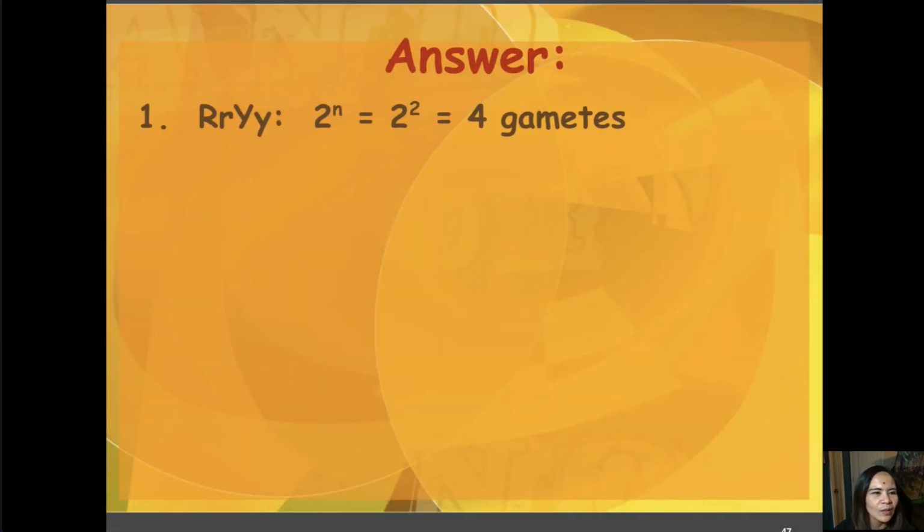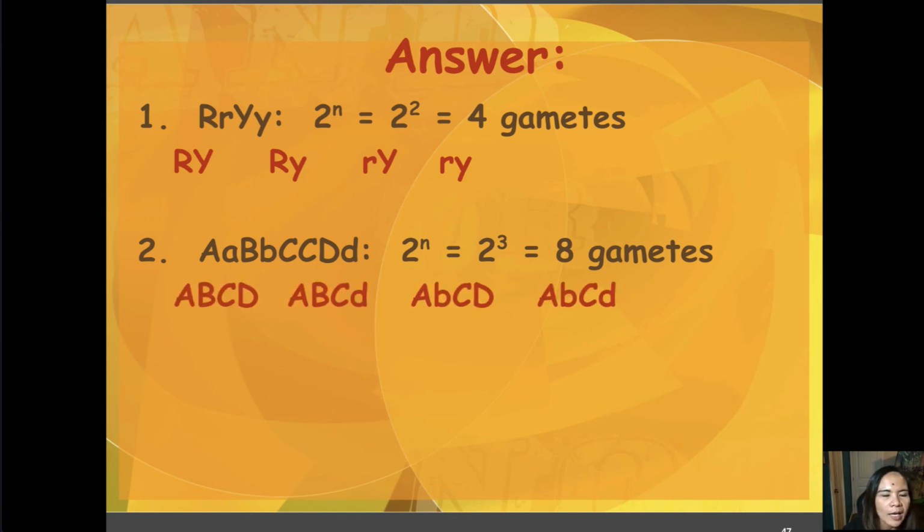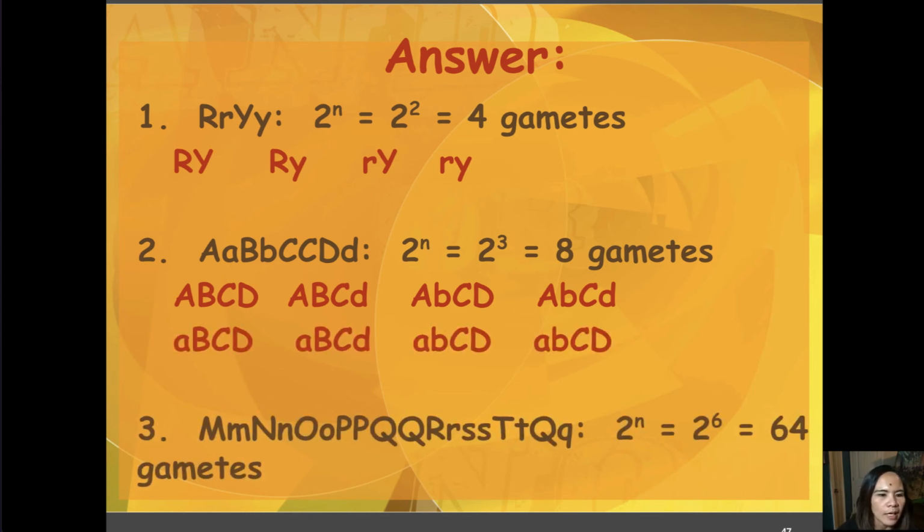As you can see here, we can deduce that number 1 has 4 gametes total. So that's why there's RY. You have to combine the R and the Y: big R big Y, big R small y, small r big Y, and small r small y. So that's why you get 4 gametes. Now for this one, there are 8 gametes total. Same thing, you combine all the A's, the B's, the C's, and the D's in different combinations, resulting in 8 gametes right here. And last but not least, for number 3, we have 64 gametes.